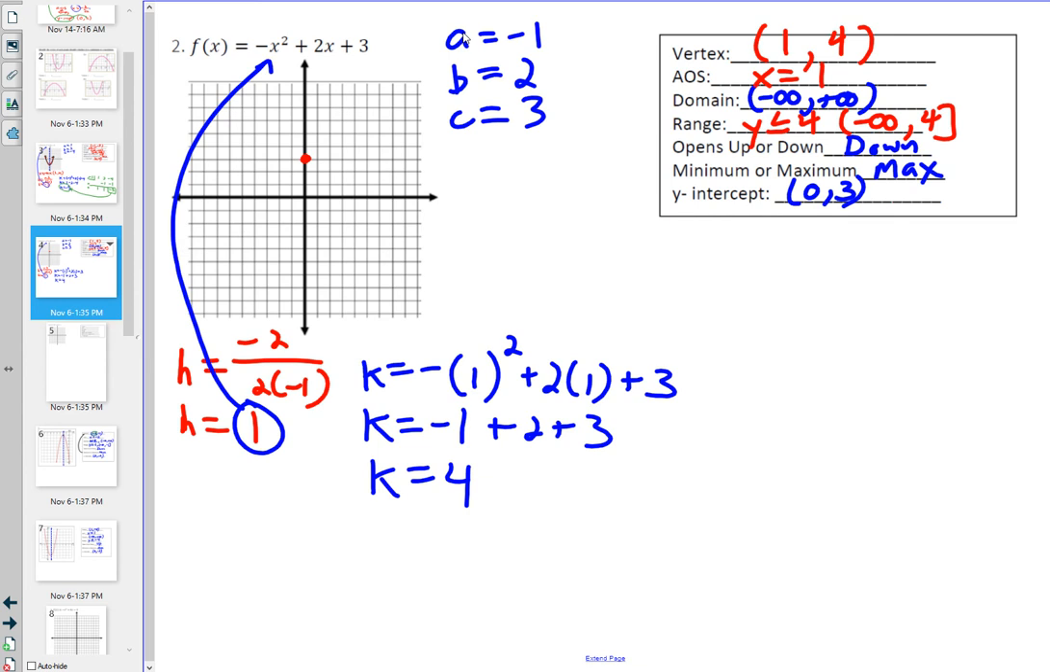Does anybody want to see me do the synthetic substitution again? You want to see it, Brandon? Okay. So if you want to use that shortcut for plugging in, what am I plugging in? No, what did I plug in? Oh, 1. So I put that first. Then I just write A, B, C: negative 1, 2, and 3. My K is going to end up going here at the end. Let's see what number ends up there.